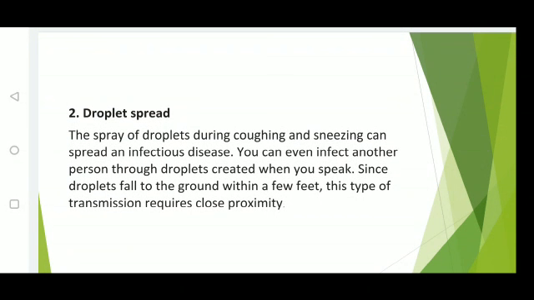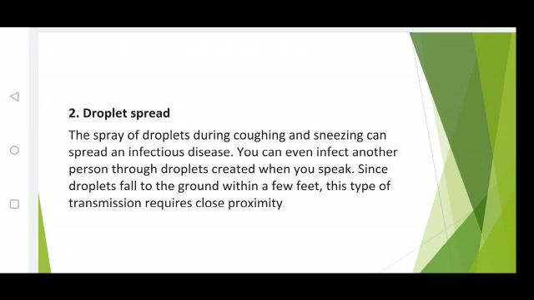The spraying of droplets during coughing and sneezing can spread infectious diseases. If an infected person is coughing and sneezing, the infection can spread to the next person. So while you are coughing and sneezing, please cover your nose and mouth with a handkerchief. While speaking, some people have spraying of saliva, so you have to maintain some distance from the other person while you are talking.